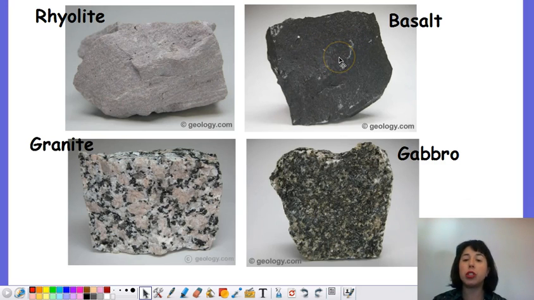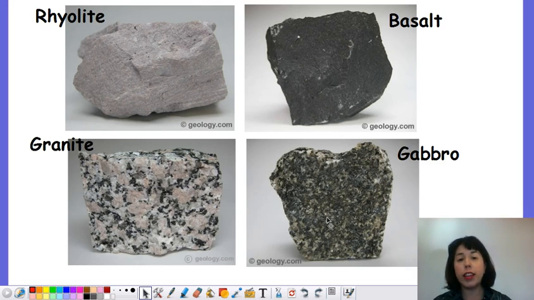Right here, I have basalt. Basalt is an extrusive mafic igneous rock, and this has a fine texture, but that mafic composition, which makes it have a high density and a dark color. And gabbro right here is an intrusive mafic rock. And we can see right here we have the coarse texture, but very high density and dark color.